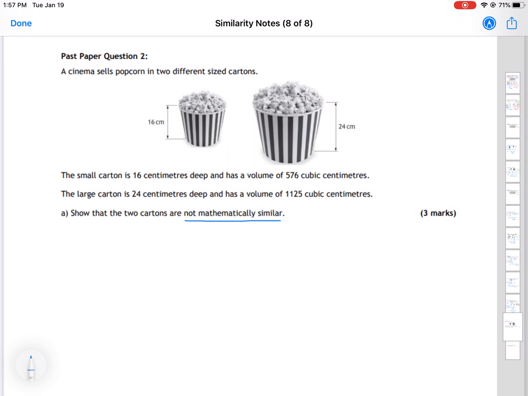Okay, we are working with volume here, so we have to try and consider the volume scale factor. So we can go either way this time. I'm going to say that the smaller one is the old and the larger one is the new. And what I'm going to do is start off by saying, so the scale factor this time would be new over old, and that would be 24 over 16.